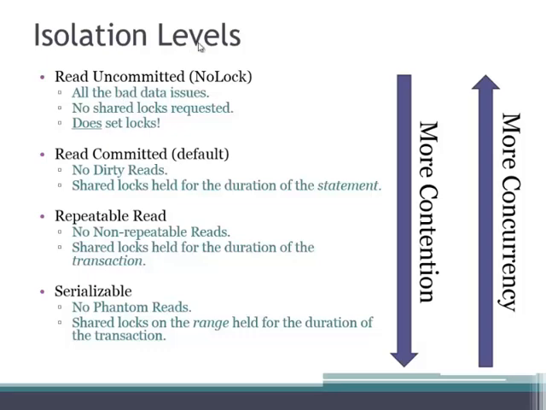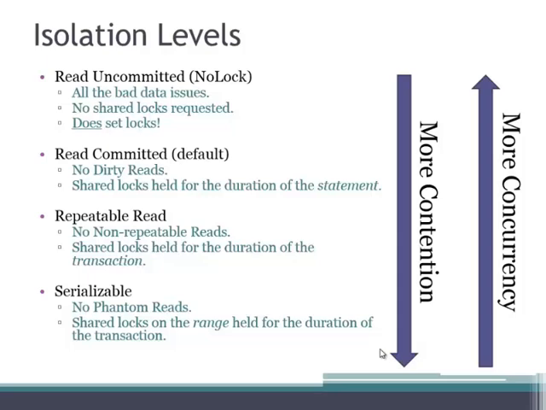The other arrow here pointing down shows that as we go down, we have increased contention, which is really kind of the opposite of the concurrency arrow. As we have less concurrency, we have more contention, more connections trying to access the same data and having to work around the locks that are there. So the isolation level that you pick depends on the type of bad data that you're willing to put up with and how much concurrency you absolutely have to have.